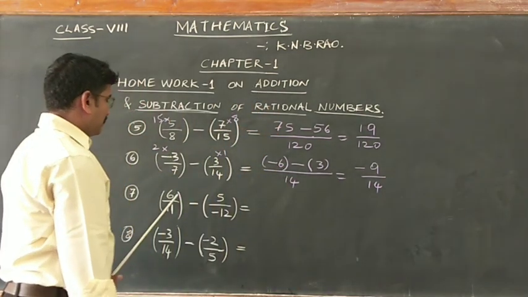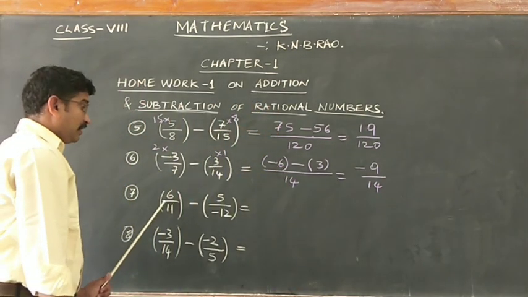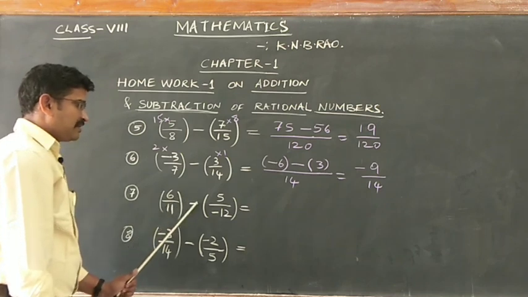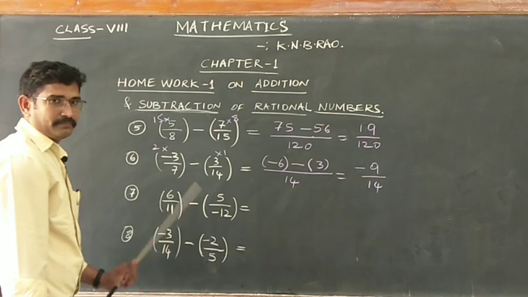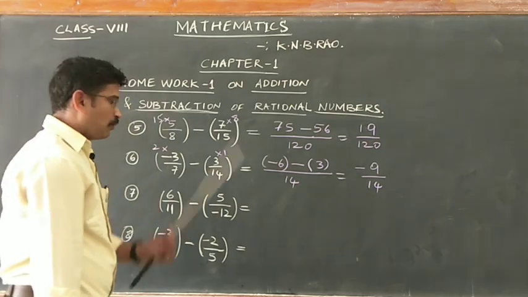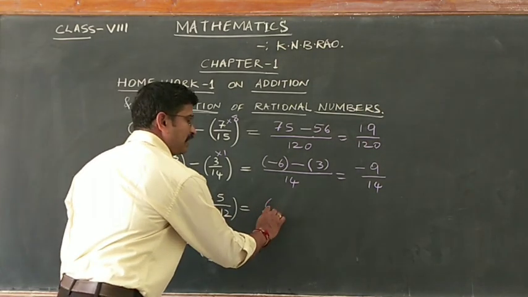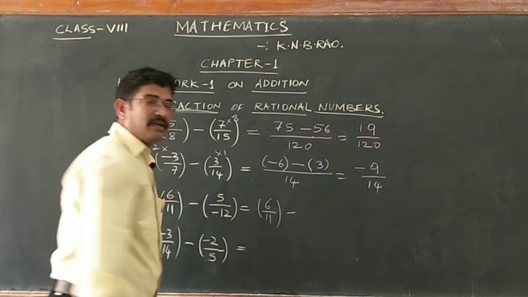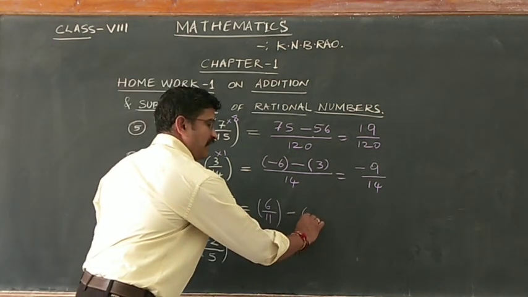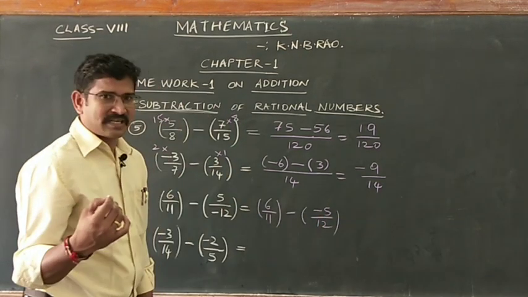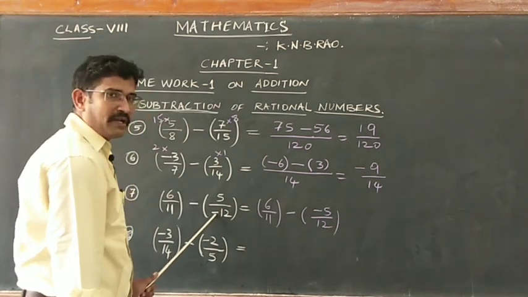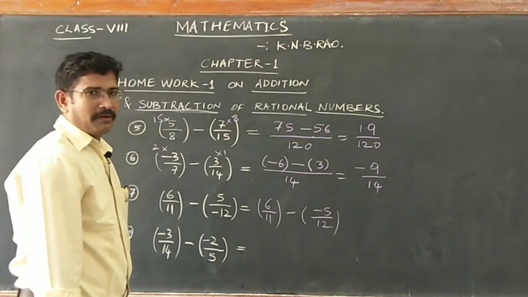Then the next, the 7th question, here 6 by 11 minus 5 by minus 12. Here this is not in standard form, that is what you have to be careful watching. First bring the rational numbers into standard form, minus 5 by minus 12. You know how to bring it into standard form, taking the minus sign of the denominator to the numerator.